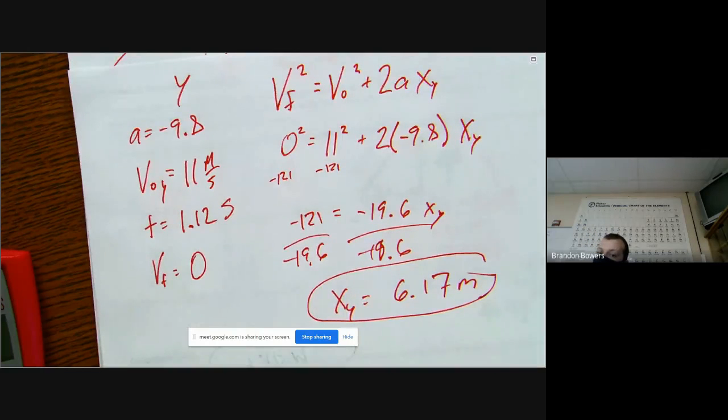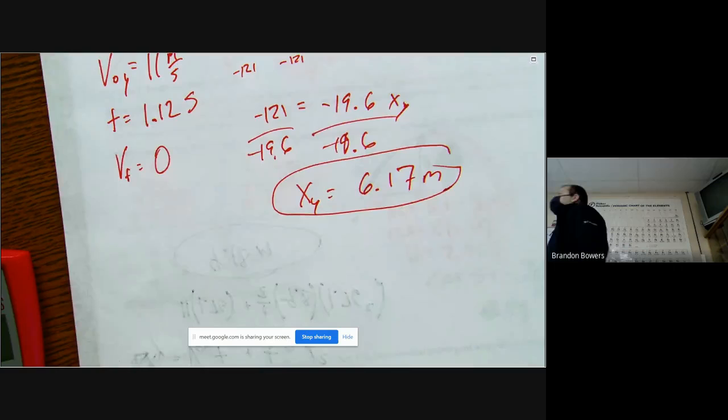Yes. Couldn't you have just plugged 1.12 into the equation that you used in part B? Delta y equals initial y plus t... You could. Yeah. All right. So that's all we're doing today.